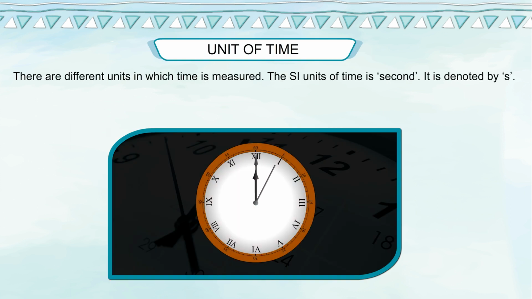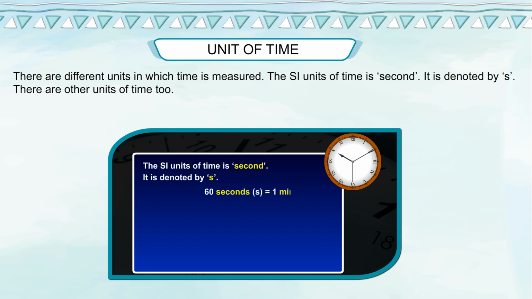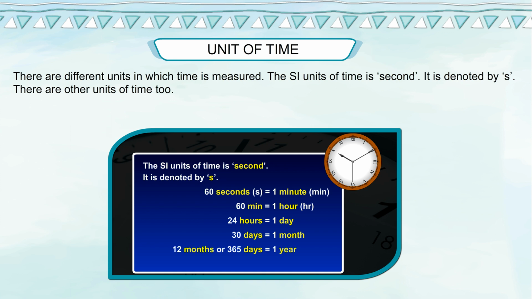Unit of time. There are different units in which time is measured. The SI unit of time is second. It is denoted by s. There are other units of time too. 60 seconds is equal to 1 minute. 60 minutes is equal to 1 hour. 24 hours is equal to 1 day. 30 days is equal to 1 month. 12 months or 365 days is equal to 1 year. 100 years is equal to 1 century.